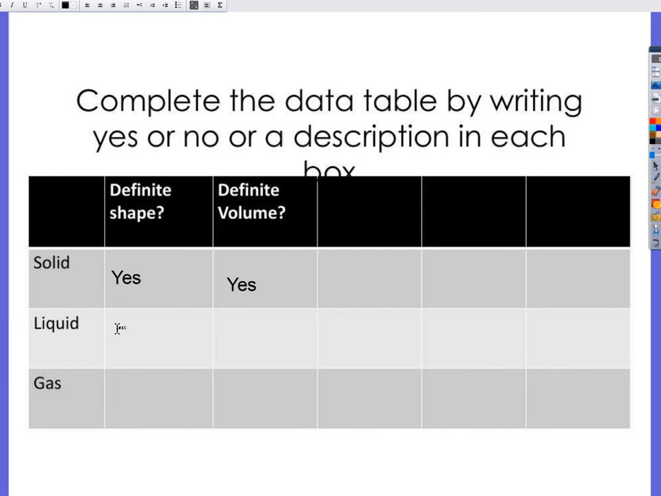Do liquids have a definite shape? No, because it can change depending on their container. Do liquids have a definite volume? Yes, because you can measure it using a graduated cylinder, a beaker.